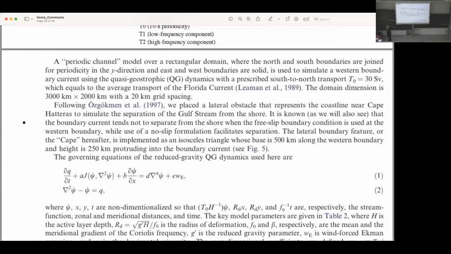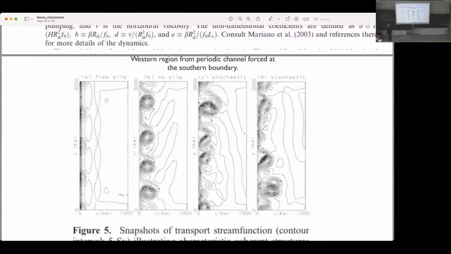I'm going to assume that you're all familiar with QG modeling, but it's a local change of potential vorticity, nonlinear advection, the beta term, and we're using a biharmonic operator for friction, and we have some Ekman forcing. So here are snapshots of the transport.